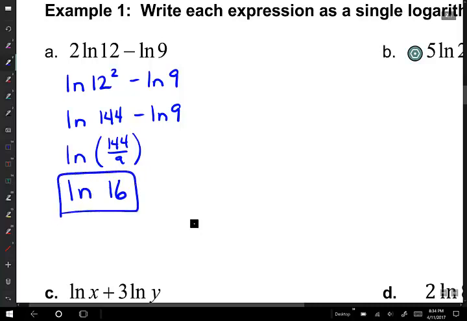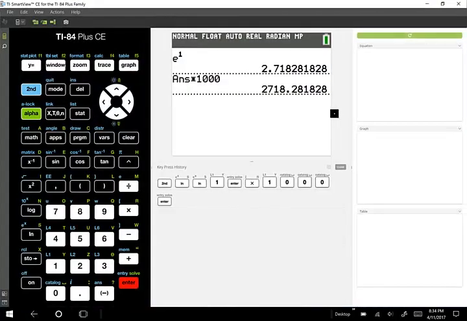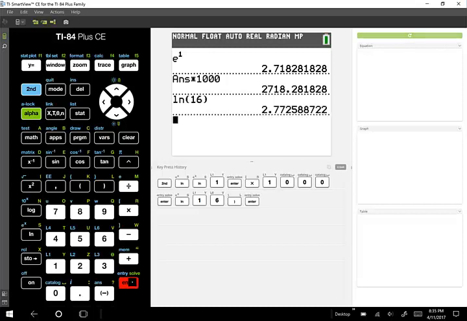Now we could evaluate this on our calculators, so let's flip to our calculators and find the natural log of 16. The natural log button is right next to the 4, so the natural log of 16, very simply, is 2.773.